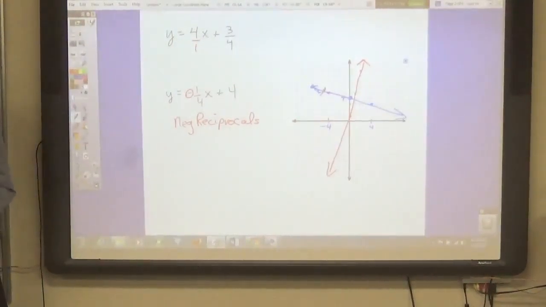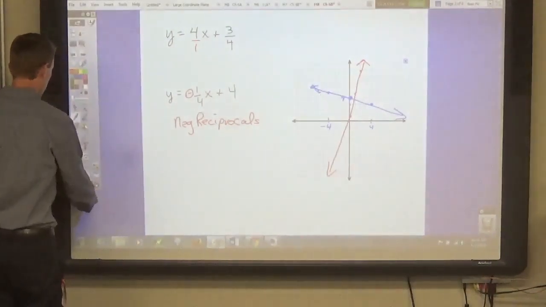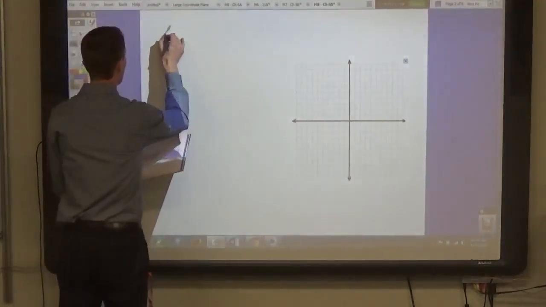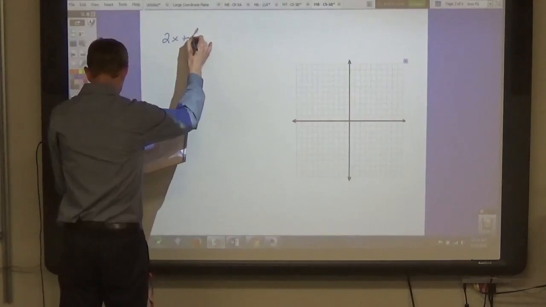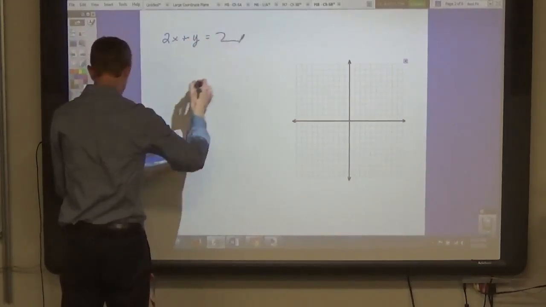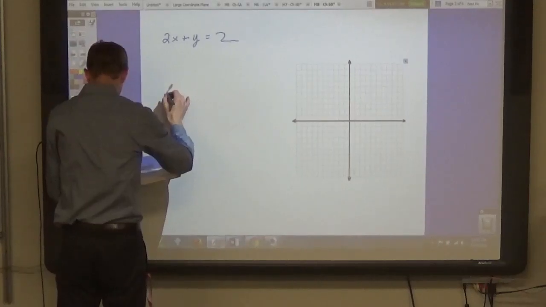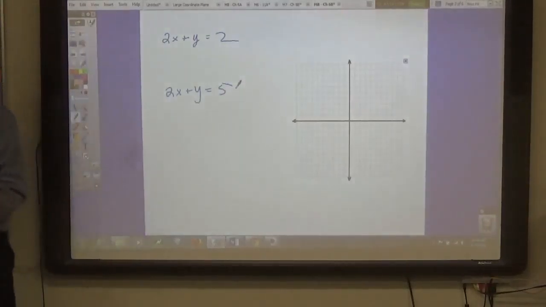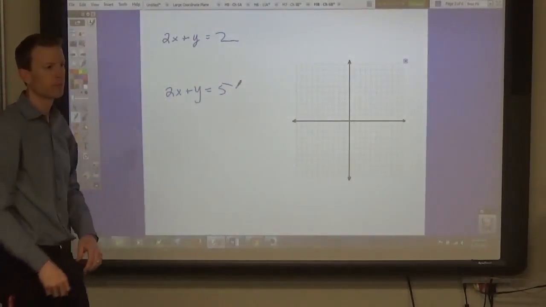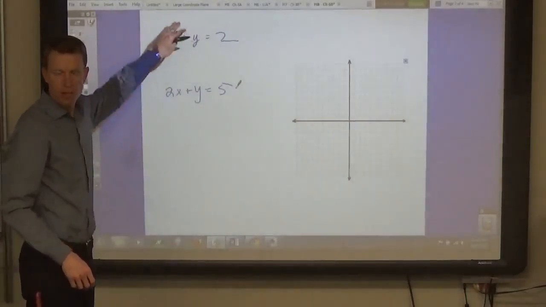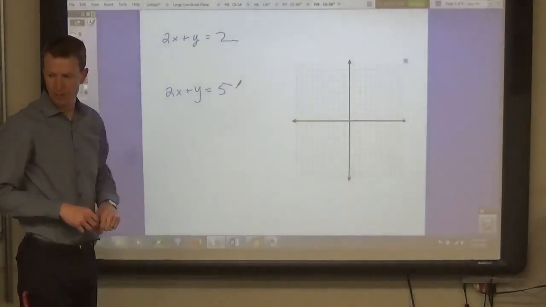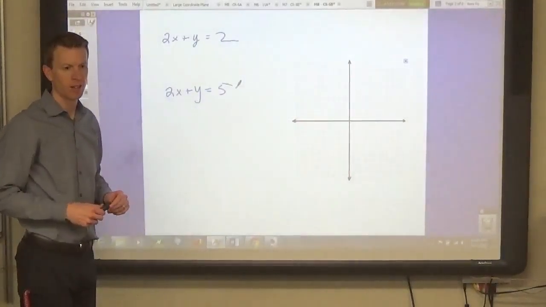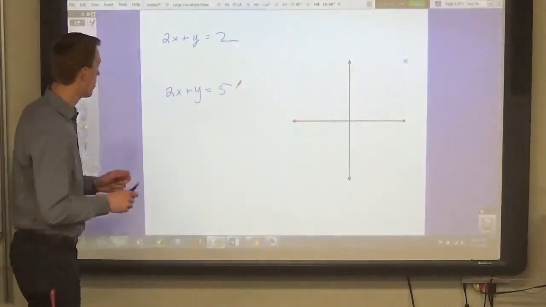How about these two equations? What would we do in this situation? 2x plus y equals 2, and 2x plus y equals 5. Are these parallel, perpendicular, or nothing? Nothing right now. What would we have to do to find out? Graph them. We have to get the y by itself.